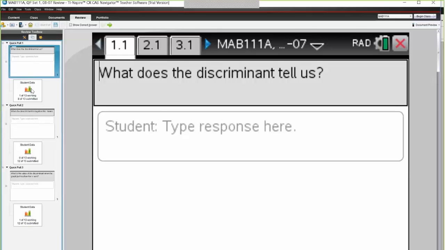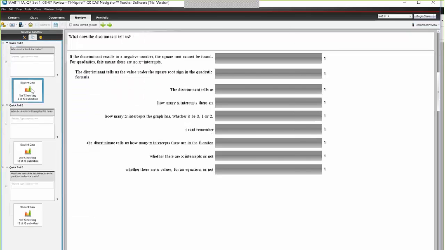Now, again, this is something we had discussed only about 2 weeks ago. So I was happy when some of them answered, okay, if the discriminant results in a negative number, the square root cannot be found. For quadratics, it means there's no x-intercept. But then I've also got one down here, I can't remember. So that does tell me I need to go back and review that.